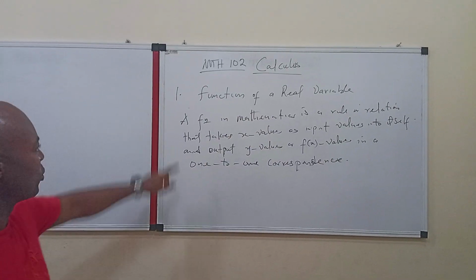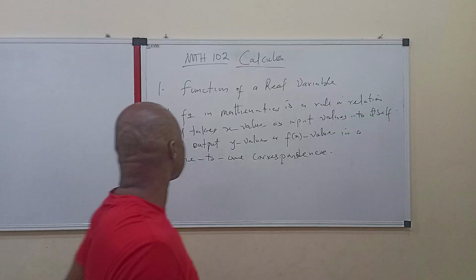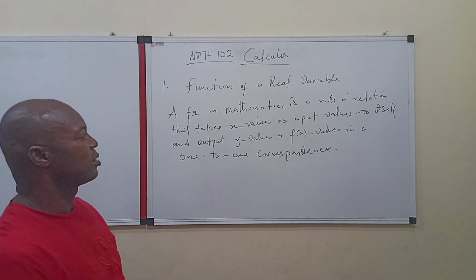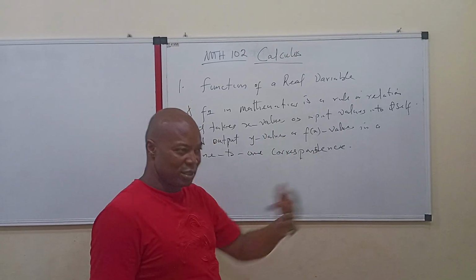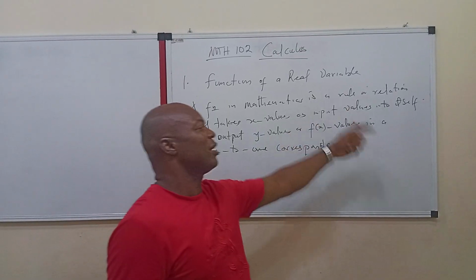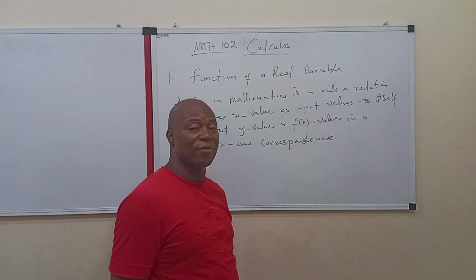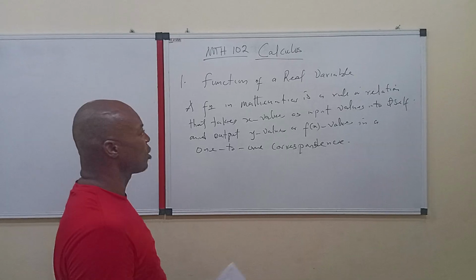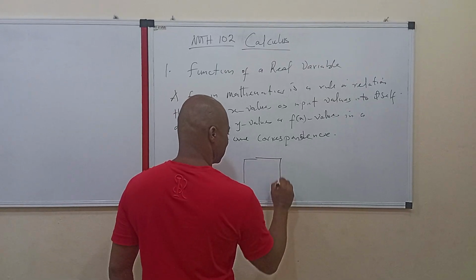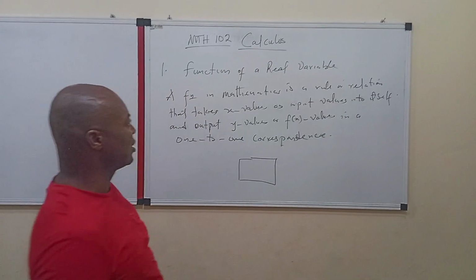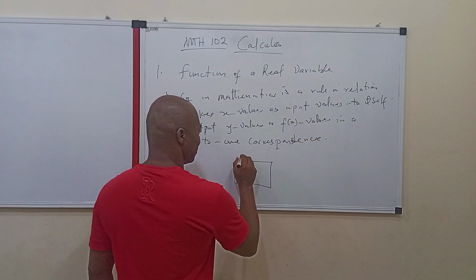So we're saying that it's a machine, it's a rule, it's a law, or a relation, it's an equation, it's a mathematical expression that takes x values into itself as input values, and after solving, it outputs y values or f of x values. Now this we can also demonstrate by having something like this. Assuming we say this, we are saying that it's a relation or a rule. So let's say this is a relation.